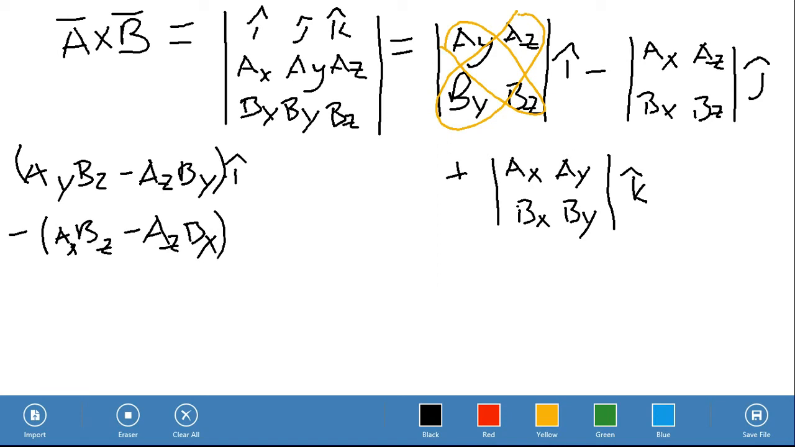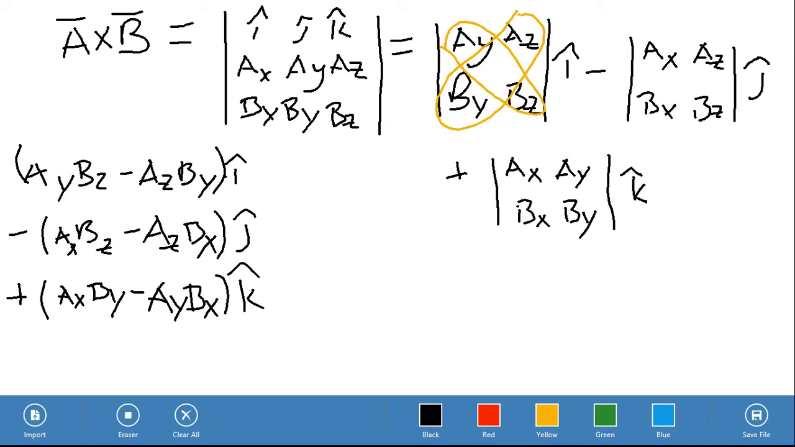and that's going to be multiplied by the j hat component, and then we're going to be adding to that the final determinant, which is ax by minus ay bx, and that's multiplied by the k hat component. And so this is going to give us our vector.